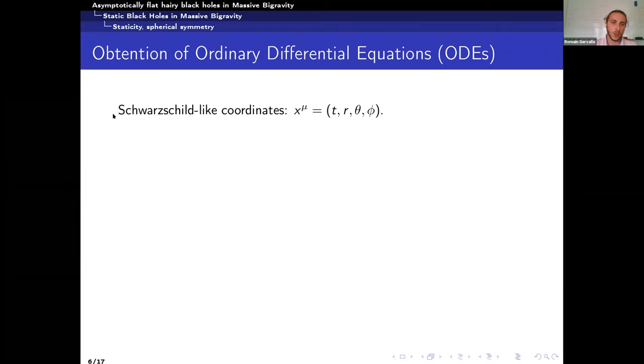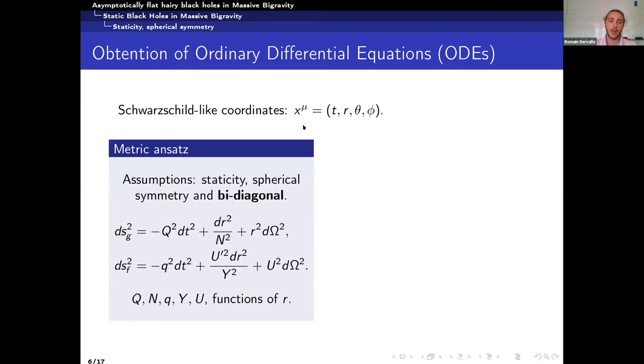So we introduce Schwarzschild-like coordinates. And for the metric, we make the assumptions of staticity, spherical symmetry, and bidiagonality. Then the line elements are as follows. So it's a very standard form. There are five functions of R: big Q, N, little q, Y, and U. And the function U has the interpretation of a radial coordinate for the f metric, but we work with the R coordinate. So for us, U is a function of R.